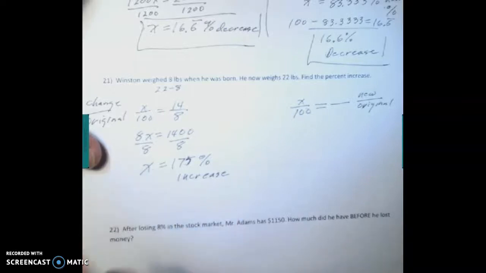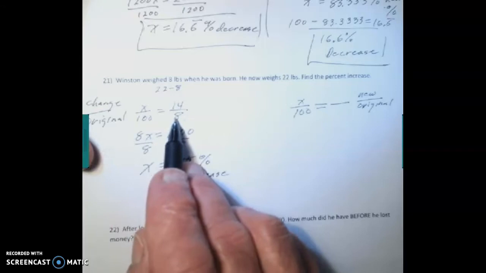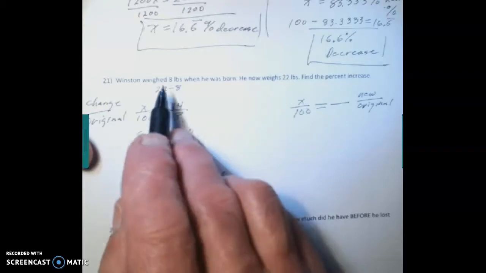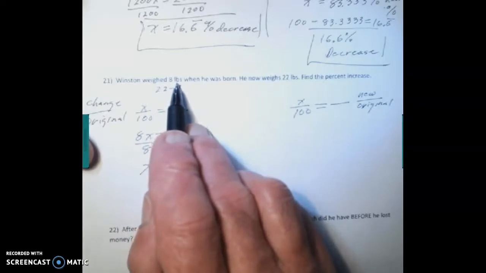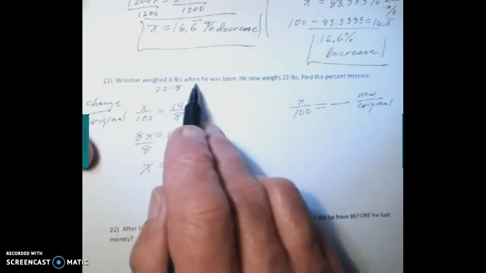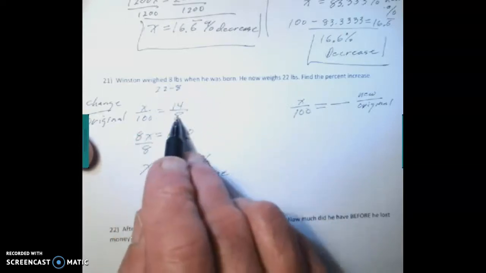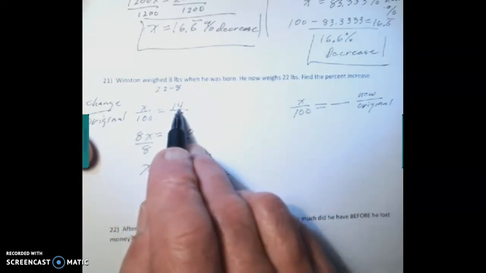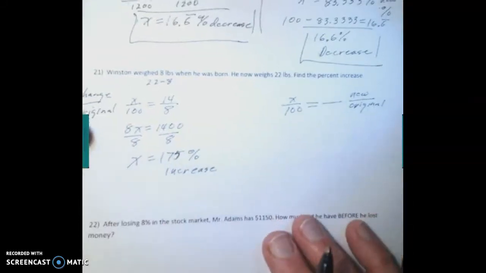Okay? And that does make sense. If he increased his weight by 8 pounds from 8 pounds, that would be 100% increase. Doubling his weight is 100% increase. This is over an 8-pound increase, so it makes sense that our percent is over 100%.